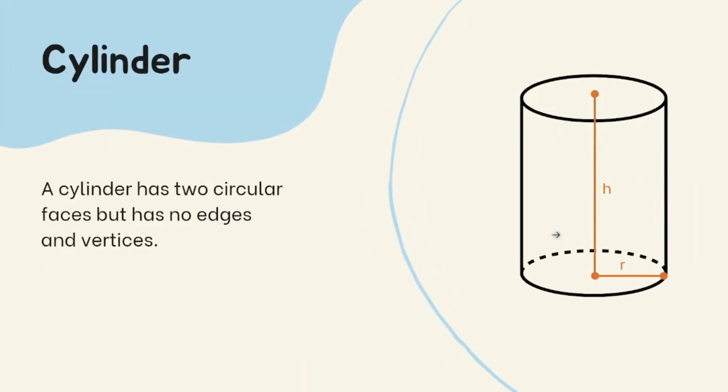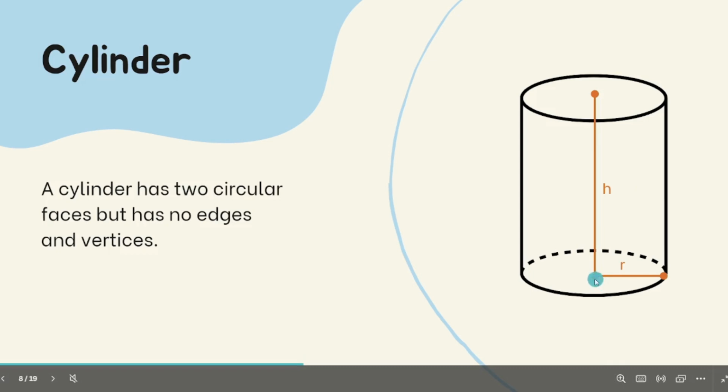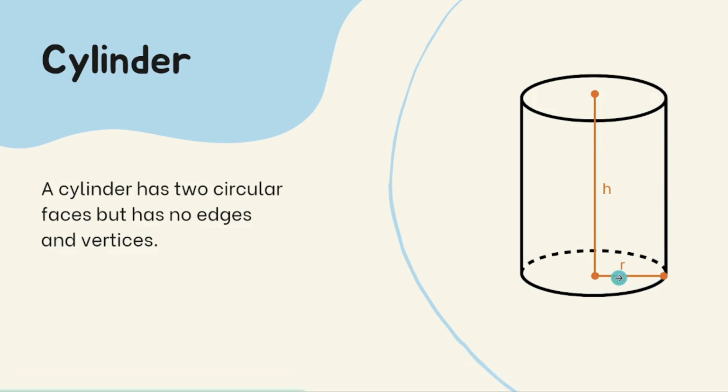Our next shape is the cylinder. So what is the cylinder? If we observe the shape of a cylinder, it consists of a circular top and a circular base, and you can see here this part is the rounded solid middle portion. The length between the top part and the bottom part of the cylinder is known as height, which is abbreviated as h. And you can see this distance, from the center to the circumference, is known as the radius.